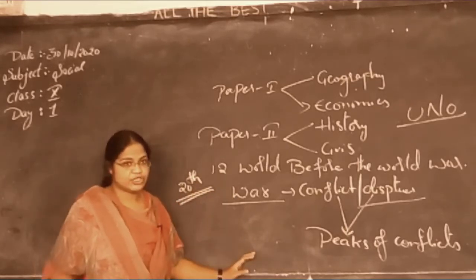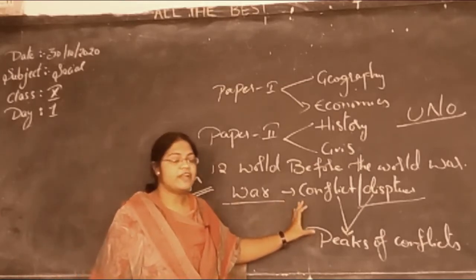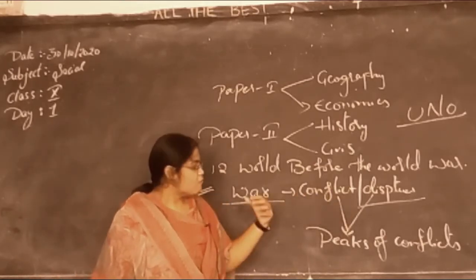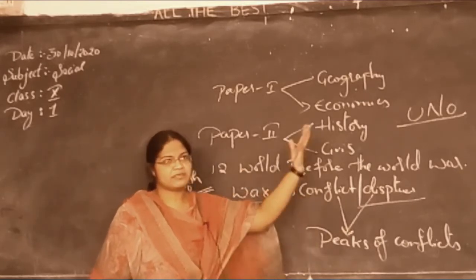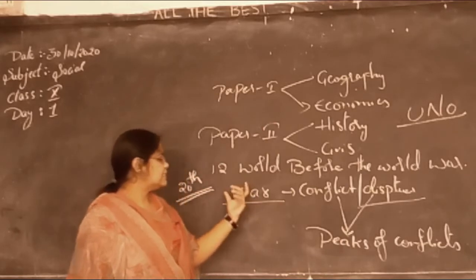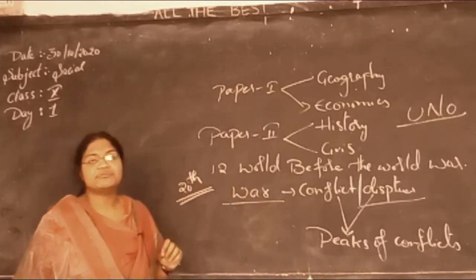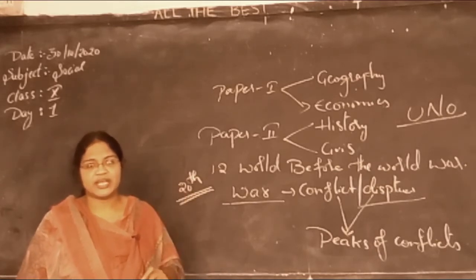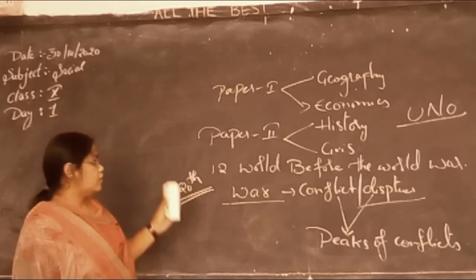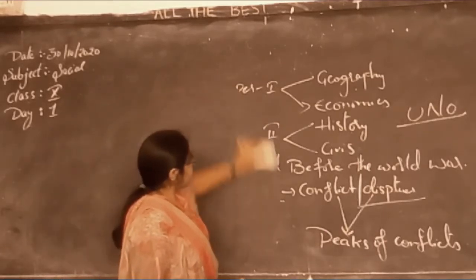This is the introduction part. Why does war happen? War happens due to conflicts or disputes. Okay. The 20th century and the time regarding the wars, I will discuss now.